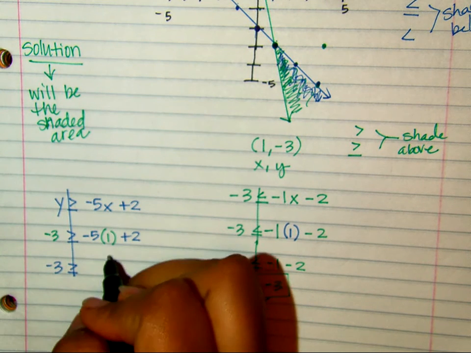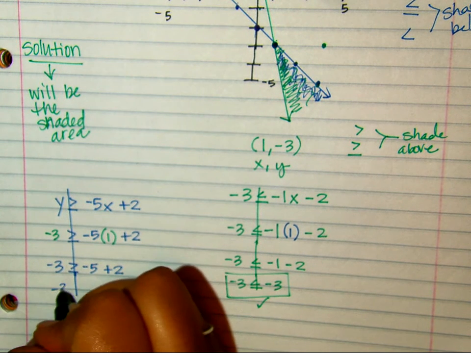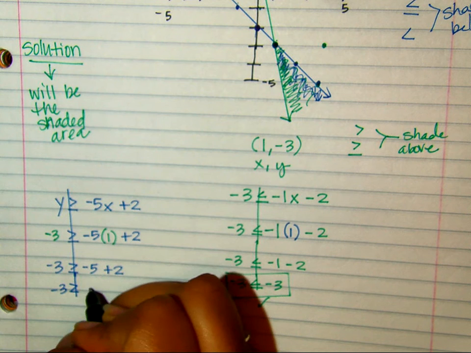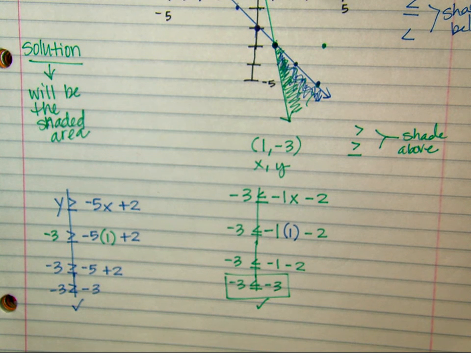So negative 5 times 1 is negative 5. Then we have plus 2. Negative 5 plus 2 is negative 3. So this is also a solution. So that is a way that you can check to make sure that your solution set is correct.